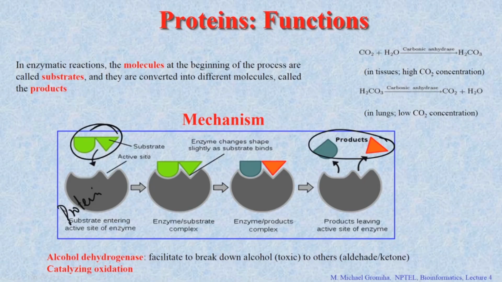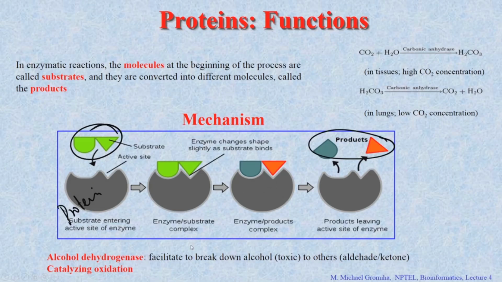So here the substrate interacts with these active sites, and the enzyme changes shape and binds the substrate. Then the products are formed, which increases the rate of the reaction, and finally the product comes out. If you see here, this is the substrate and the protein; they interact, and finally we have the products coming out.